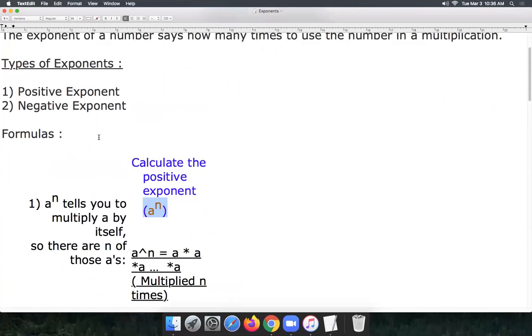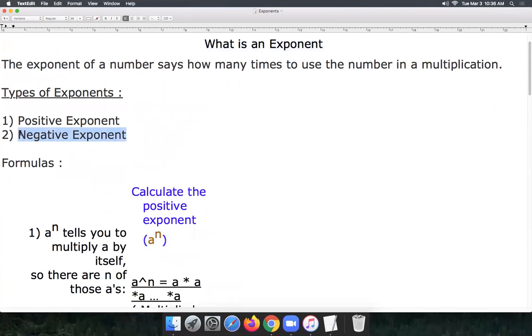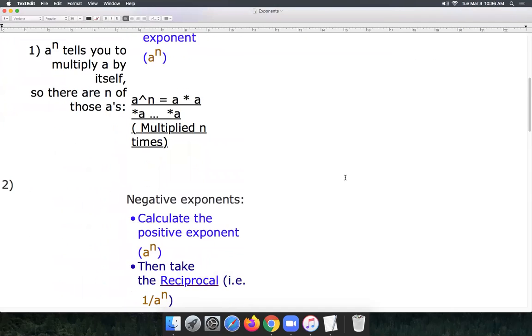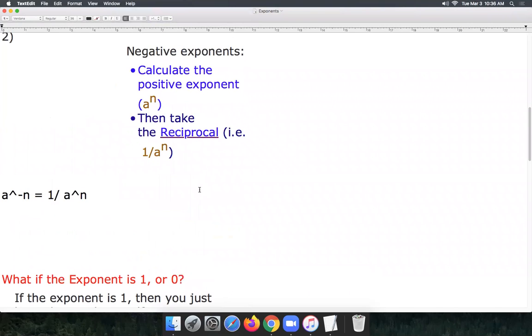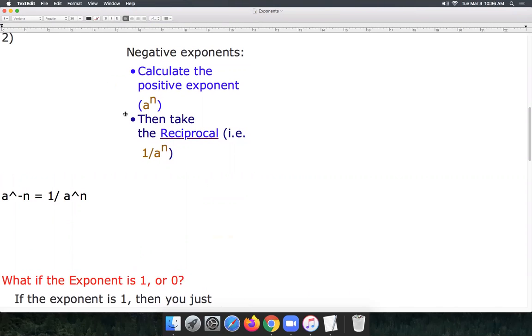Now I'm going to do what a negative exponent is. How am I going to solve it? Let's see. For the negative exponent, the easiest step is to first calculate the positive exponent, and then take the reciprocal of it. Very easy, right? So calculate the positive exponent as a to the power of n, and take the reciprocal as 1 divided by a to the power of n.